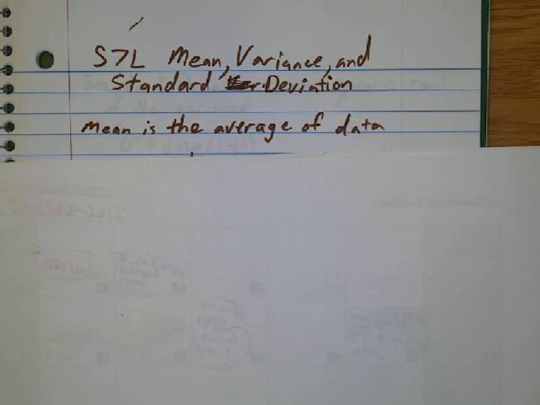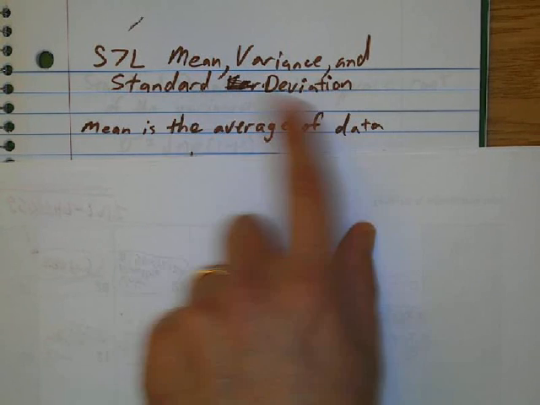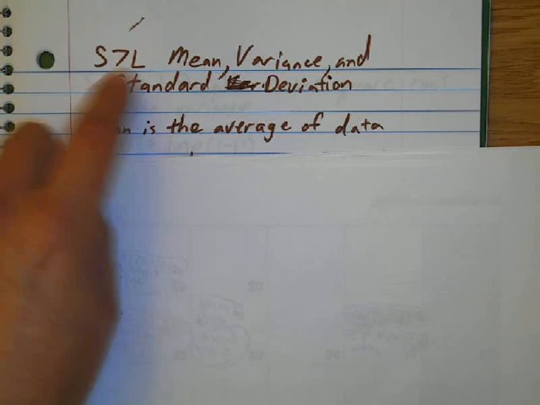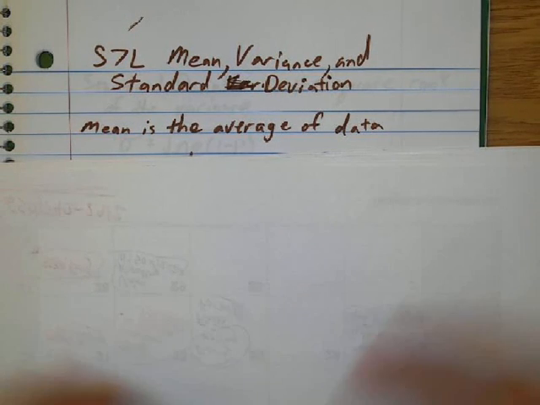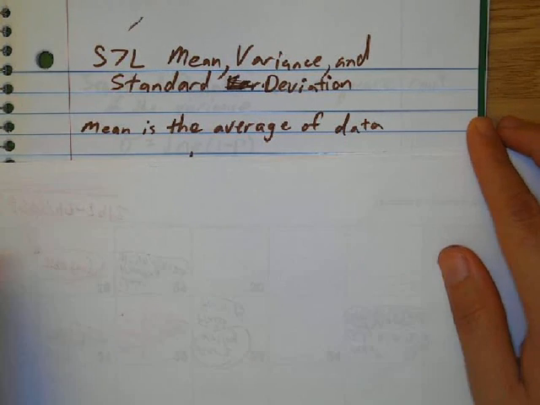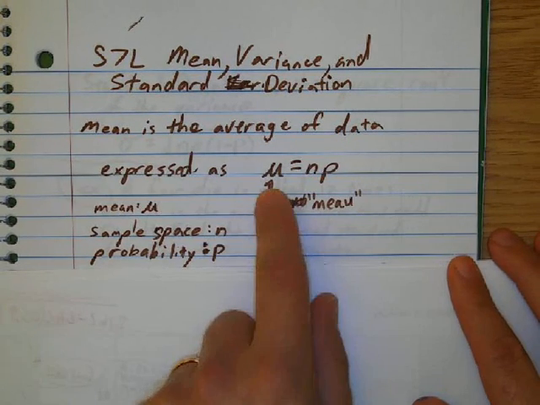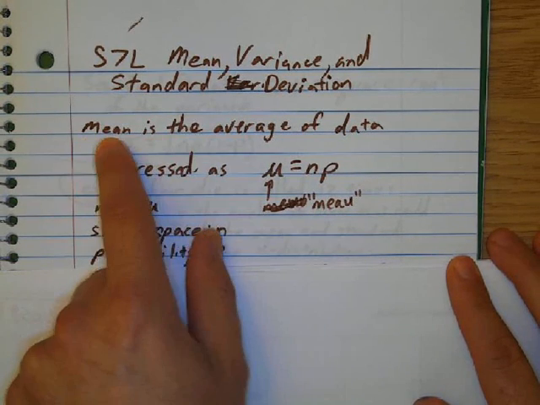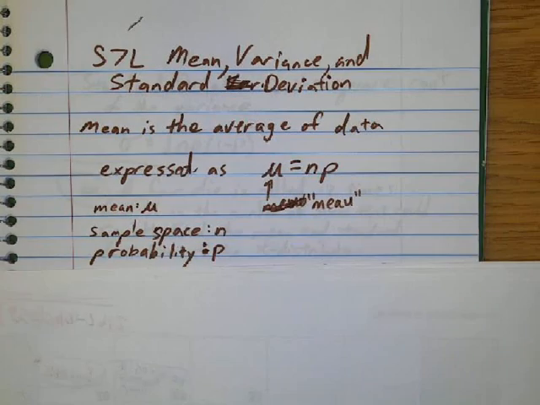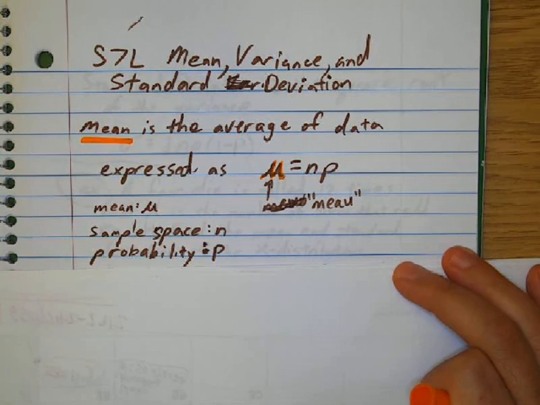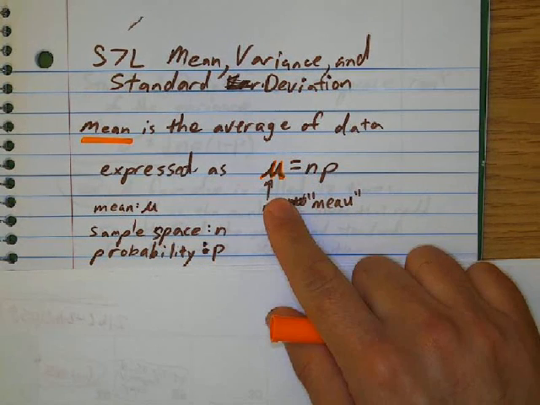All right, now we're going to talk about mean, variance, and standard deviation. This is standard level IB, chapter 7, lesson L. So you may already know this, but mean is the average of data, okay? And in statistics, they describe the mean with this variable here, which is called mu. It's a Greek U, okay?